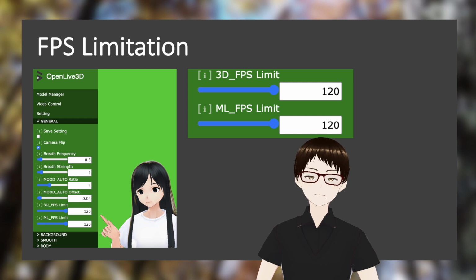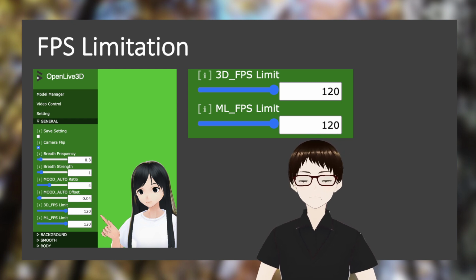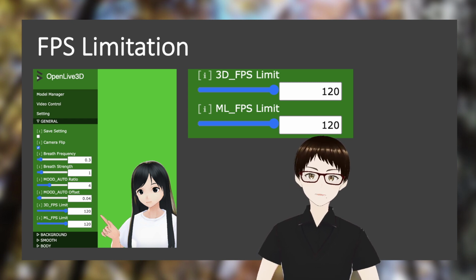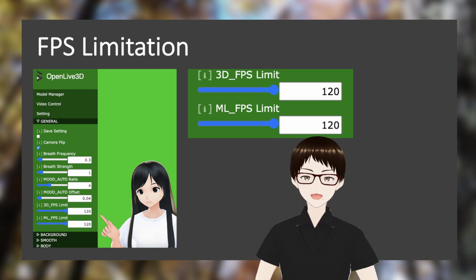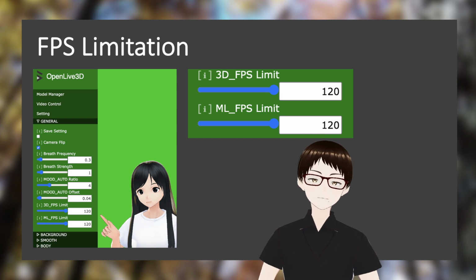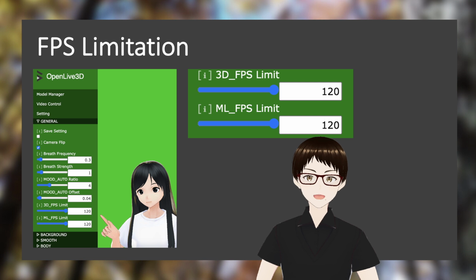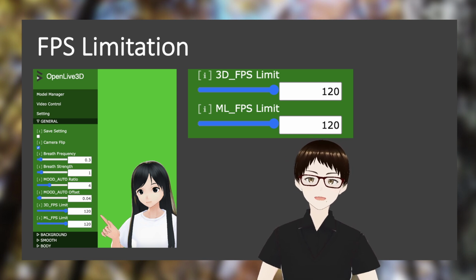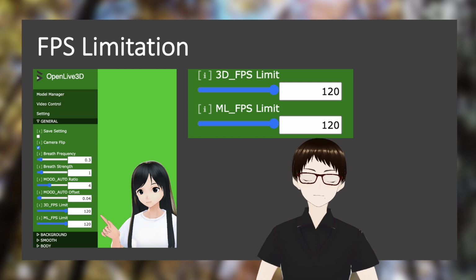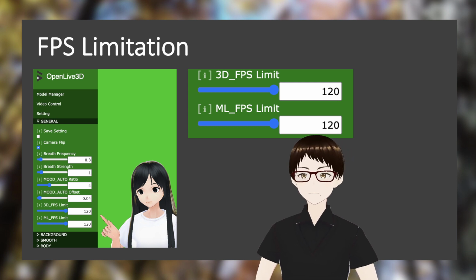If you don't change the limit, you will just consume all your resources normally. If you are using a Mac M1 or like a 20-something GPU, the FPS is around 50 to 60 for the 3D rendering and around 20 for your machine learning, right? And you can set it lower so that it consumes less resources.